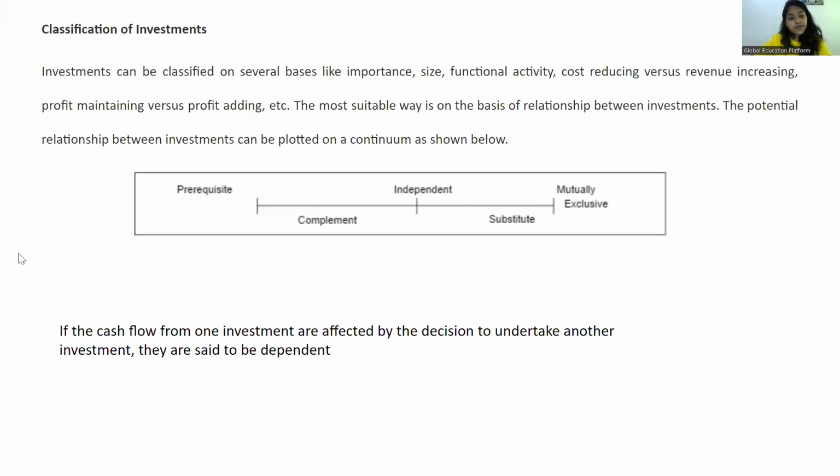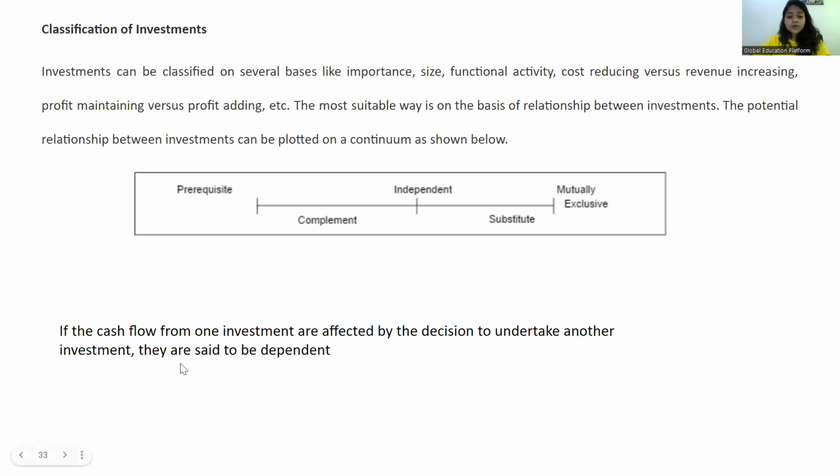So let's look at the classifications of investments. Investments can be classified on several bases like the importance of it, the size, the functional activity, the cost reducing versus revenue increasing, profit maintaining versus profit adding. The most suitable way is on the basis of relationship between investments. The potential relationship between investments can be plotted on a continuum as shown below. So they have explained it through this diagram.